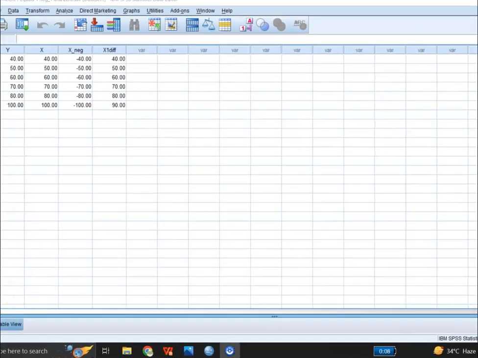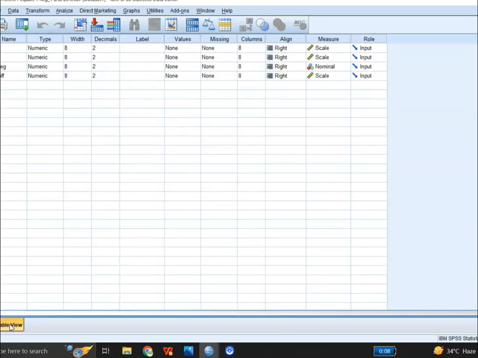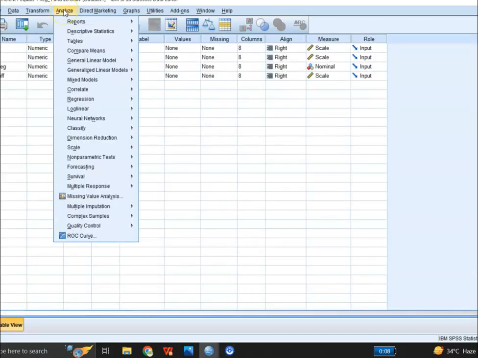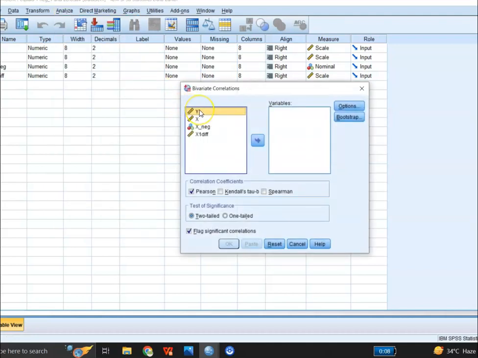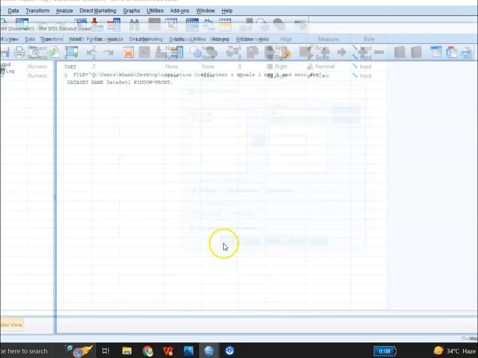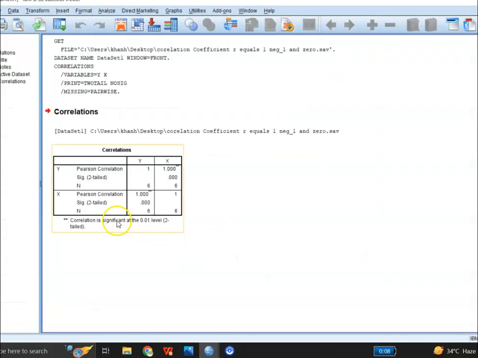Like this. So I have two variables x and y, and now let me go to Analyze and Bivariate Correlation. One of my variables is x and one is y, and I have checked Pearson, and now I will click on OK. So it will calculate the correlation coefficient between x and y.